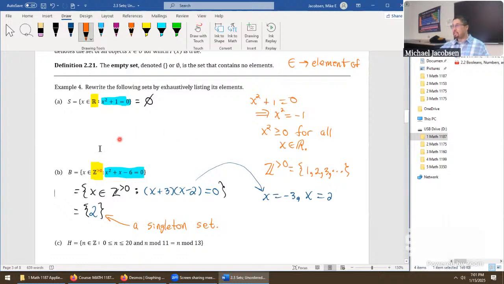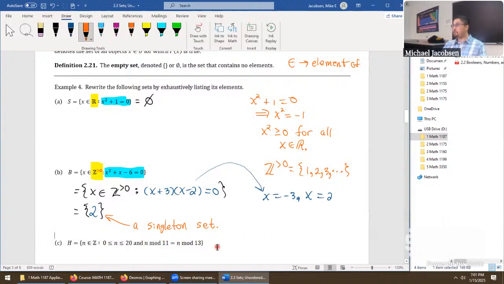Well, we did it, folks. This is expanding out a set by exhaustively listing its elements. It wasn't too exhaustive. There were only 2 possible elements, and we restricted to exactly 1. But exhaustively listing its elements is more targeted to this last set down here.